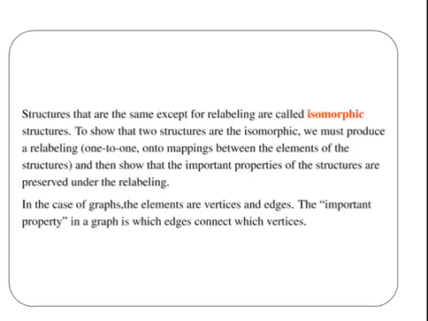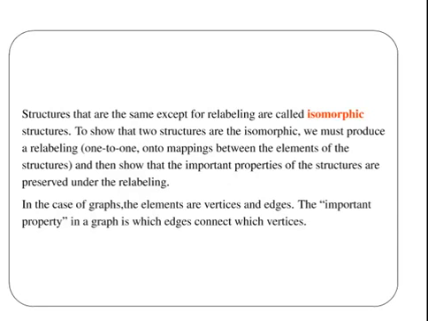Structures, as in graphs, that are the same except for labeling are called isomorphic structures. Iso essentially means the same as, and morphic means shape, so the same shape. To show that two structures are isomorphic, we must produce a relabeling, as in show the correspondence like we've done previously, one-to-one onto mappings between the elements of the structures, and then show that the important properties of the structures are preserved under labeling.